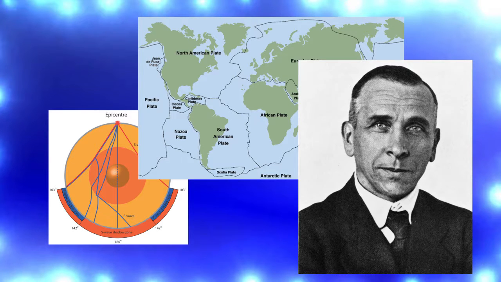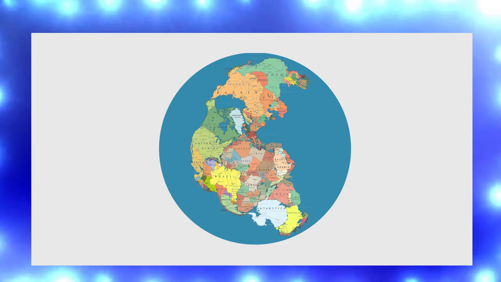Alfred Wegener, a German geophysicist, formulated a hypothesis and he mentioned that all the continents were stuck together forming a continent called Pangaea.